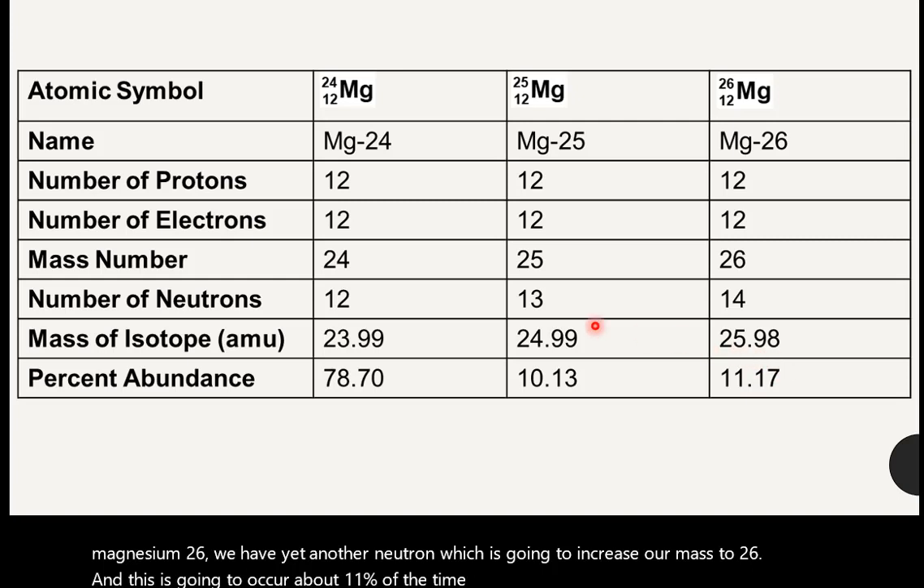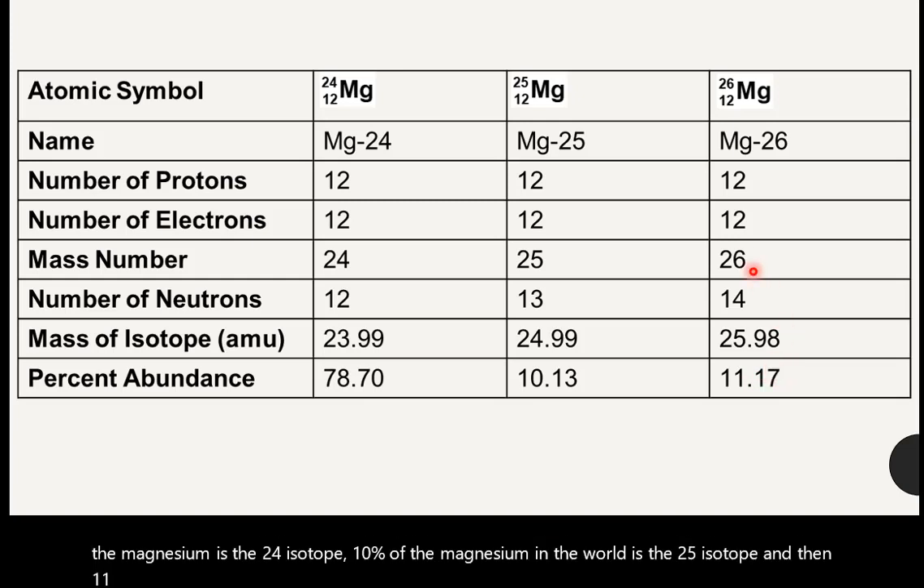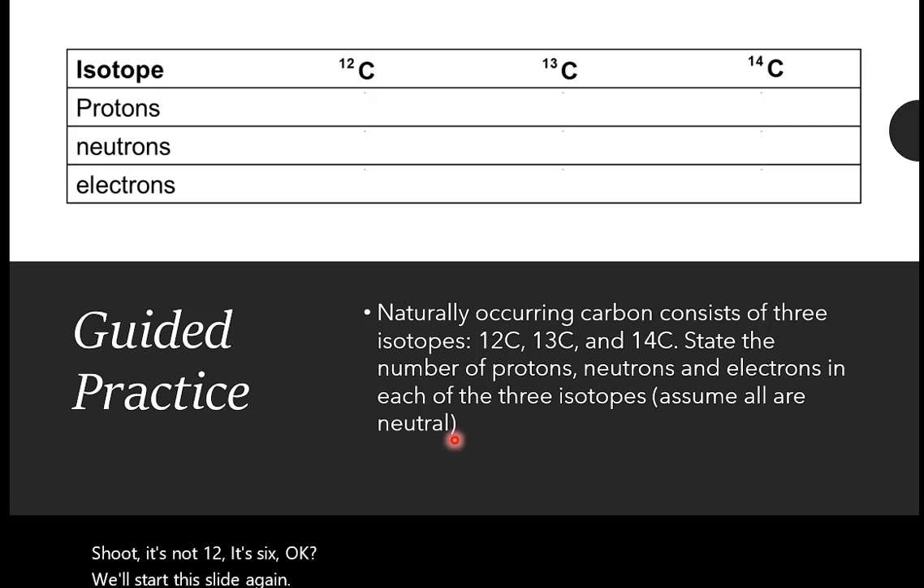Okay, so all over the world, we see that 78.7% of the magnesium is the 24 isotope, 10% of the magnesium in the world is the 25 isotope, and then 11% of the magnesium in the world is the 26 isotope. All right, so let's practice this with carbon.